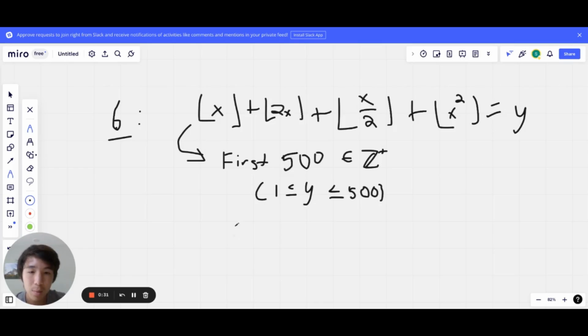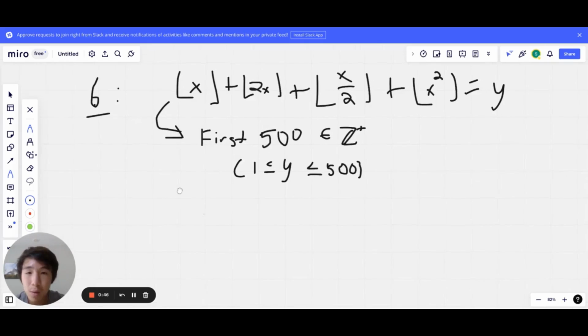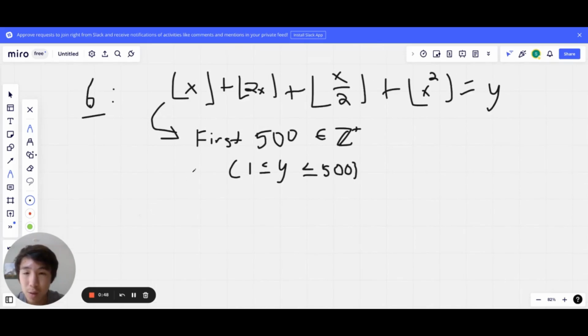And then we know that 1 is less than or equal to y is less than 500. And since y is always an integer, if you briefly look at all these floors, then we know that y is going to be an integer and we don't have to worry about non-integer values. So the first thing I'm going to do is change the problem statement from how many values can this attain to how many times does this change.